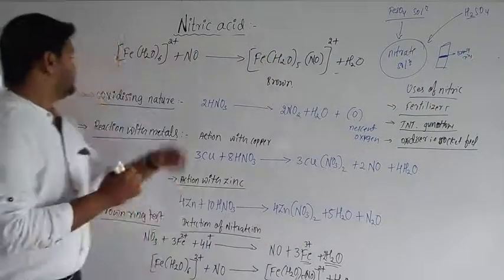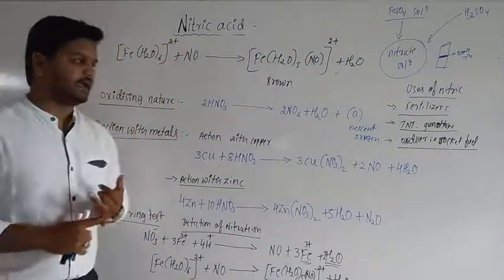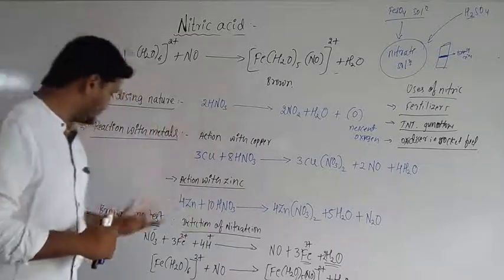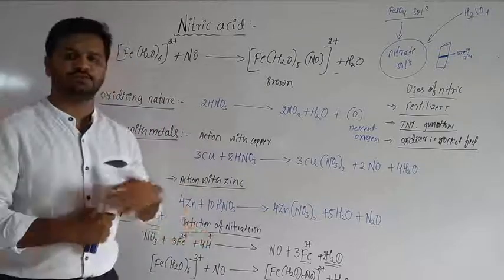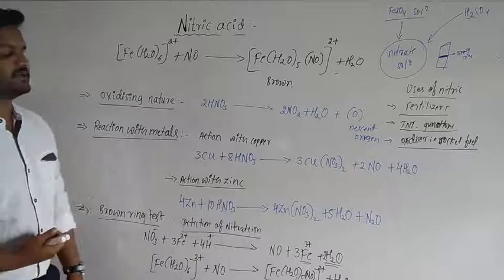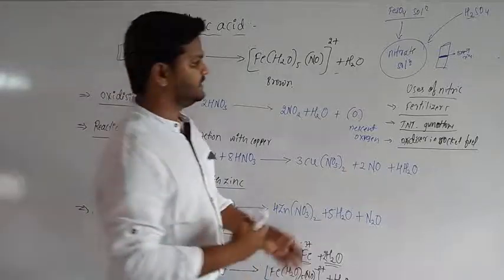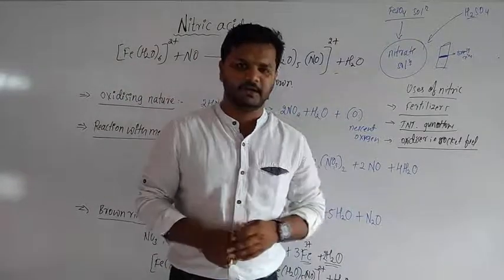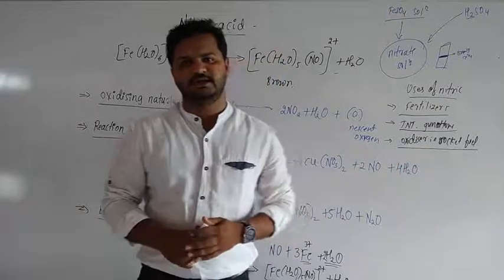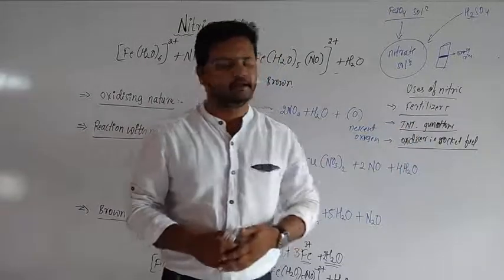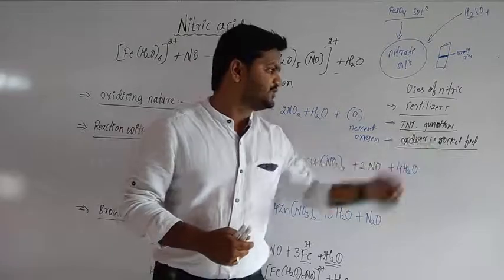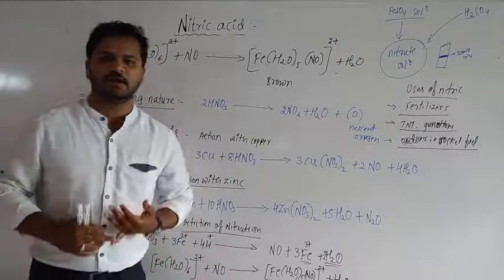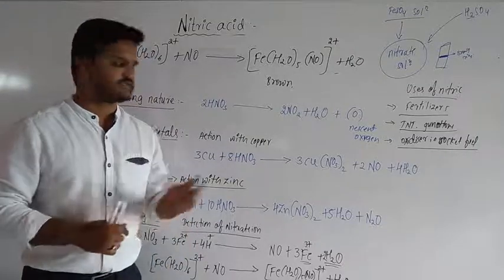Okay, students. Chemical properties: oxidizing nature as well as acidic nature, reaction with metals, reaction with copper and zinc, and the brown ring test, which is used for the detection of nitrate ion present in a solution. And last one, uses: nitric acid is used in the manufacturing of ammonium nitrate for fertilizers, in explosives like TNT and gun cotton, and as an oxidizer in rocket fuel. So this is about nitric acid preparation, physical and chemical properties, uses and structure of nitric acid.